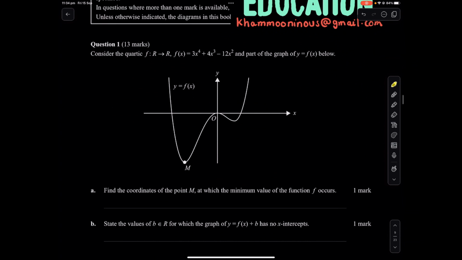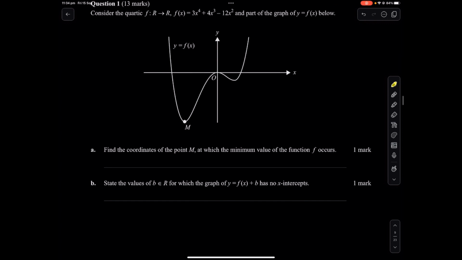Let's go. Question 1. Consider the function f of x is this, and part of the graph of f of x below. Find the coordinates of the point M, at which the minimum value of the function occurs.